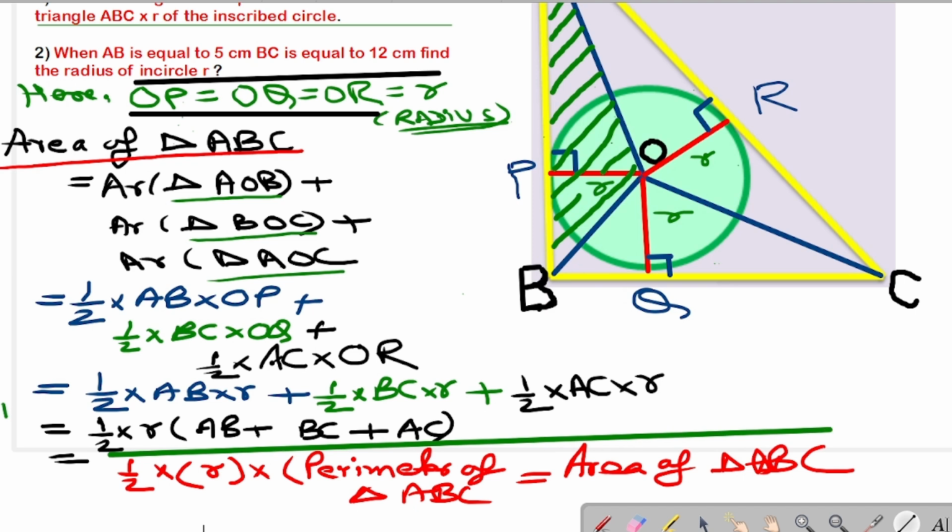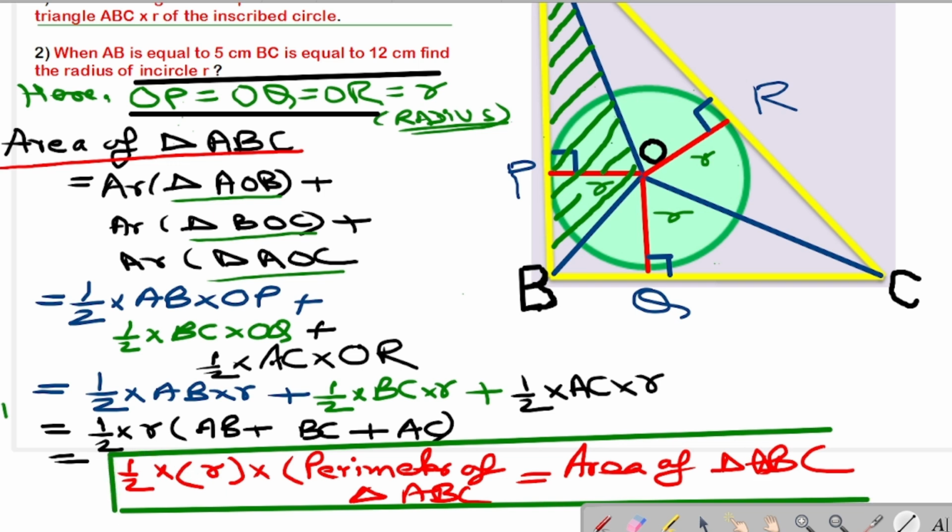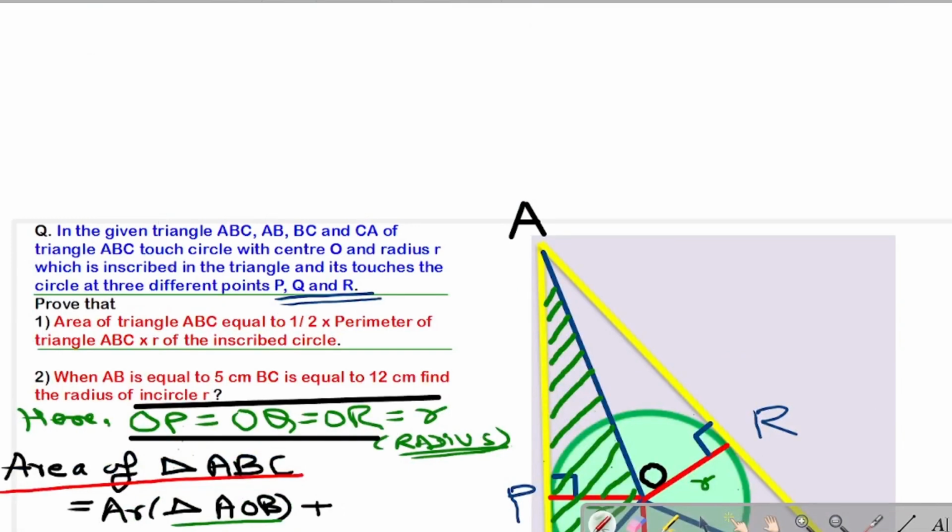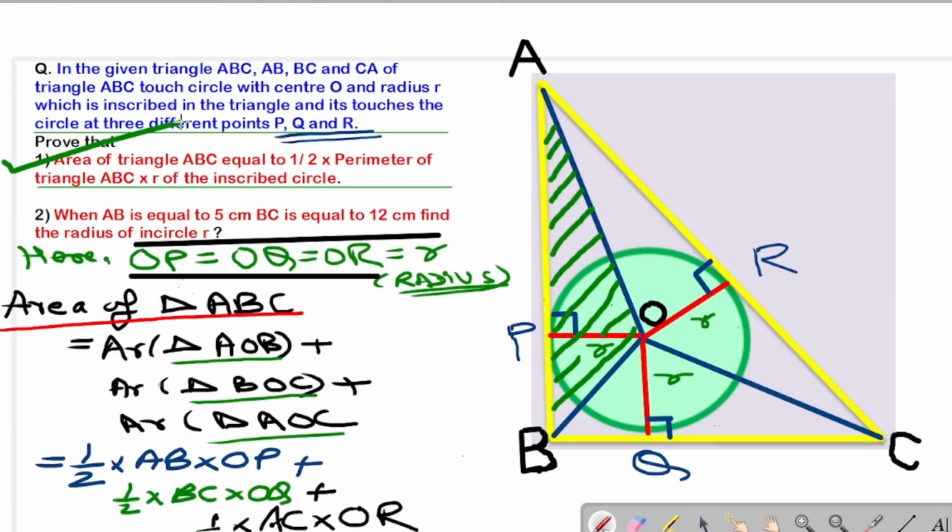Here I am just encompassing it so that you will be able to understand what we have proved as per the question, that is half into R into the perimeter of triangle ABC is equal to the area of triangle ABC, where R is the radius of the incircle, the circle which is inscribed inside the triangle ABC. So we can see in the question that as required it's proved. Hence proved. So the first part of the question is proved.